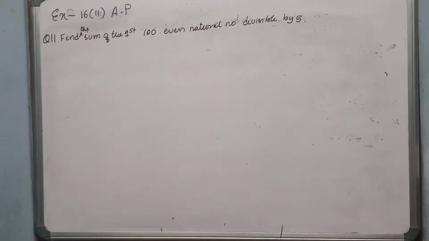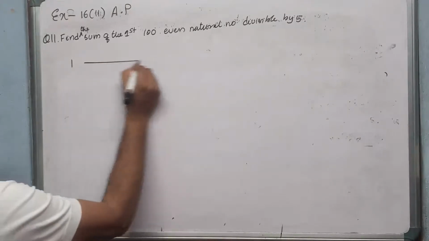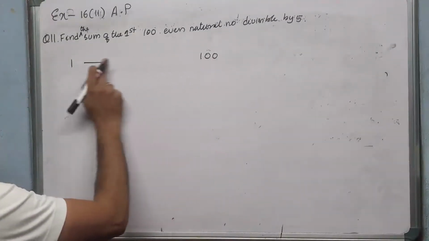Now, question number 11. Find the sum of the first 100 even natural numbers divisible by 5. Now, what you have to calculate: the sum of the 100 even natural numbers divisible by 5. Natural numbers means from 1 onward, the numbers which are divisible by 5. It should be an even natural number. After 1, it is 5, but 5 is odd. After that, 10. 10 is even and this is divisible by 5. Next is 20, and so on.